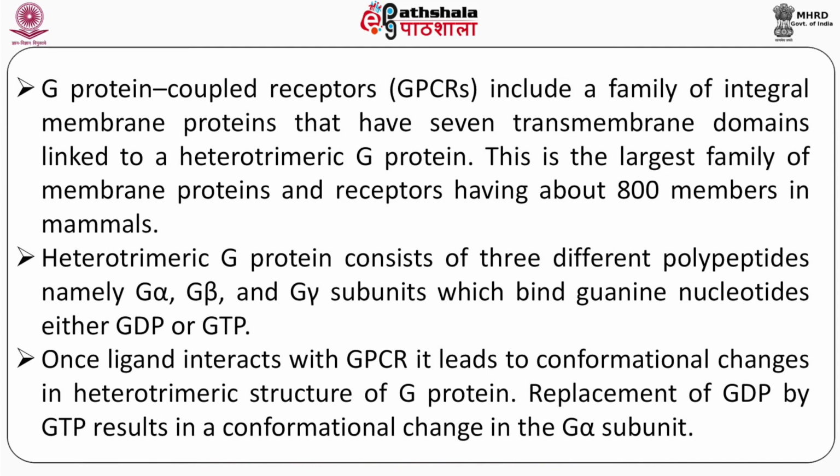Heterotrimeric G protein consists of 3 different polypeptides, which are G alpha, beta and gamma. These subunits bind guanine nucleotide either in the form of GDP or GTP. Once a ligand interacts with GPCRs, it leads to conformational changes in the heterotrimeric structure of G protein. Replacement of GDP by GTP results in a conformational change in the G alpha subunit.